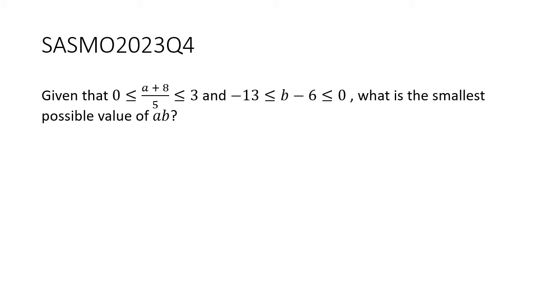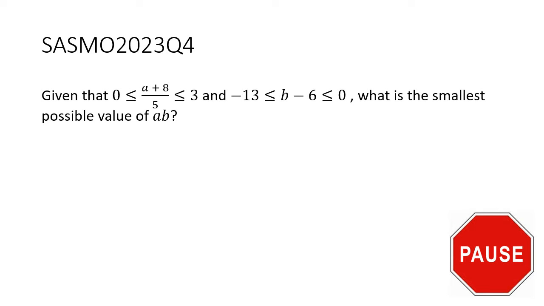Question number 4. Given that a plus 8 over 5 is between 0 and 3 inclusive, and b minus 6 is between negative 13 and 0 inclusive, what is the smallest possible value of a times b? Pause the video here and give this question a good try.